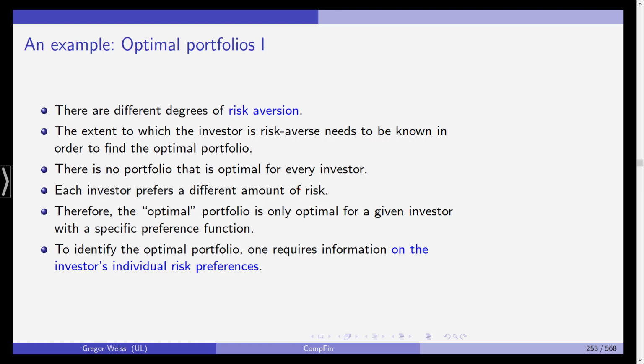Now, again, remember, we have different degrees of risk aversion, and the extent to which the investor is risk averse needs to be known in order to find the optimal portfolio if we don't have a risk-free investment. There is no portfolio that is optimal for every investor, but every portfolio on the efficient frontier can be optimal for any given risk aversion. Each investor prefers a different amount of risk. Therefore, the optimal portfolio is only optimal for a given investor with a specific utility function.